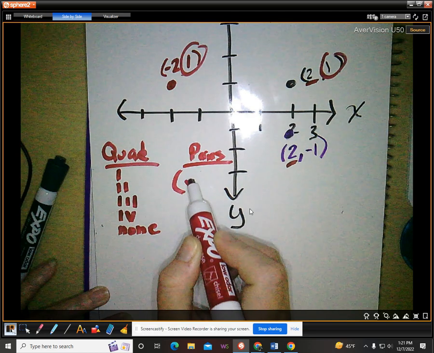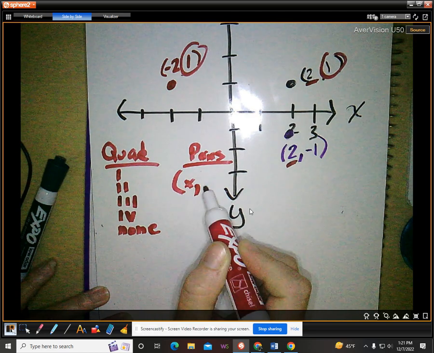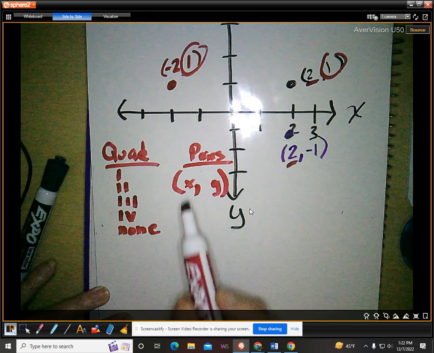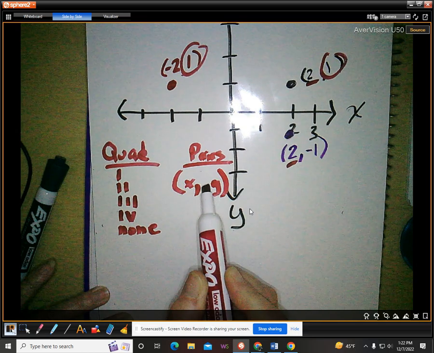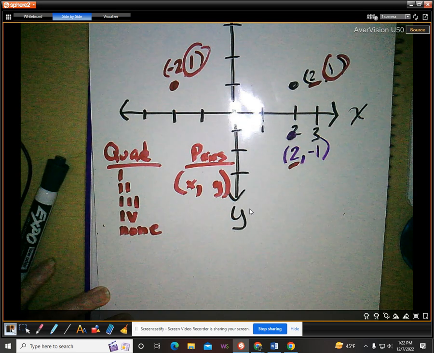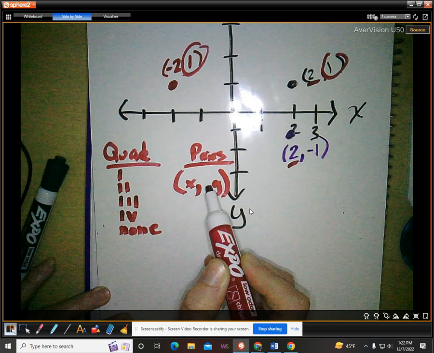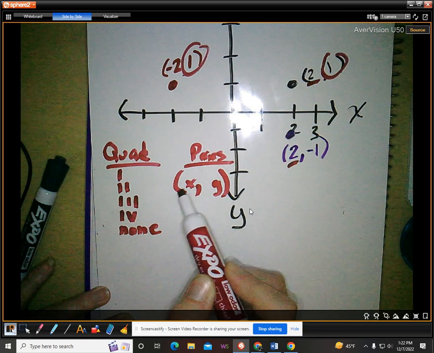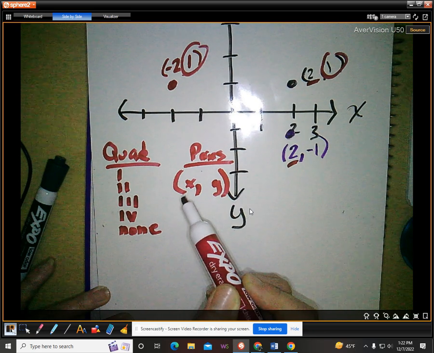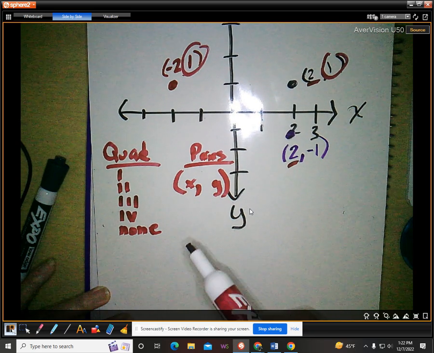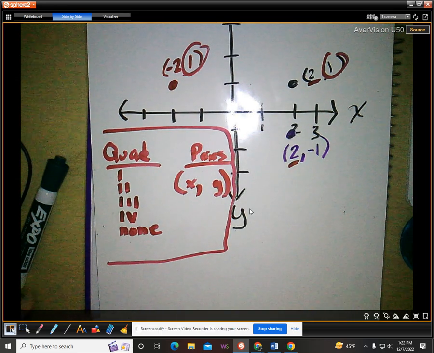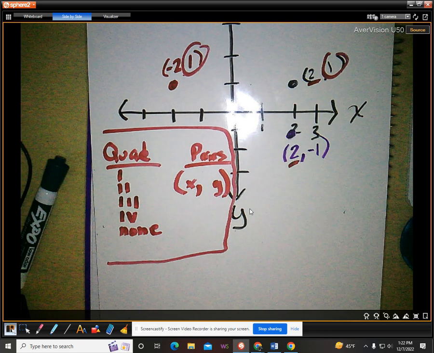Ordered pairs: parenthesis, X value, comma, a space, Y value, parenthesis. You have to put a space after the comma or it will be marked wrong. If you're typing in English class, anytime you type a comma, there's a space. So ordered pairs: parenthesis, X value, comma, space, Y value, parenthesis. That's how you type this stuff. You will need to know that. And someone wasn't listening, I'm sure, and is going to ask me about that.